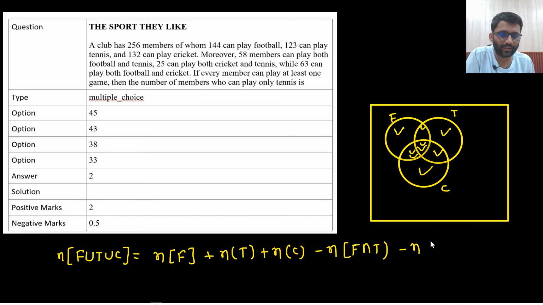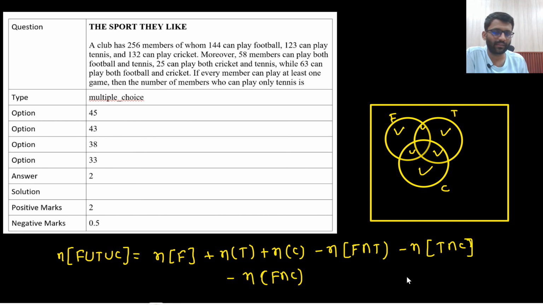I will do N of T intersection C. So this arrow was already there actually. There was one more arrow there. So T intersection C means this arrow and this arrow. These two arrows are gone. Now I will do F intersection C. What do you mean by F intersection C? F intersection C means this arrow and this arrow are gone. Right? What happened here? This common part has been eradicated 3 times. So this part is not even there in this formula. In this formula you need this part, but it is not even there, so you have to add it up. F intersection T intersection C.